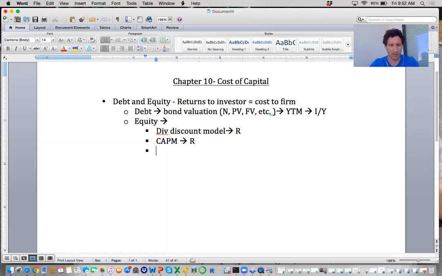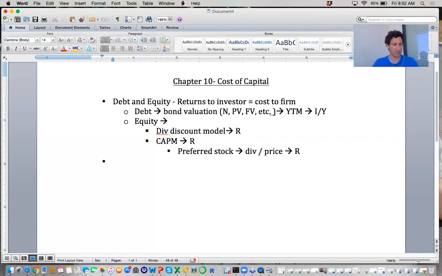The other form of equity that could come into play is preferred stock. So again, you can use the dividend discount model. There is no growth rate here. So really, you're just dividing your dividend divided by stock price. And that's going to give you R, required return. Okay. All right, so that's part of our cost of capital.